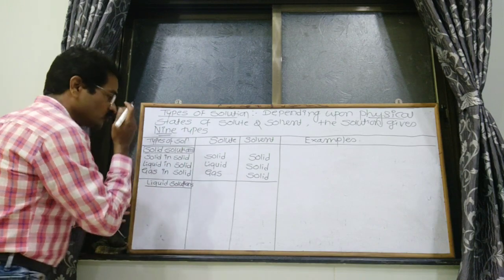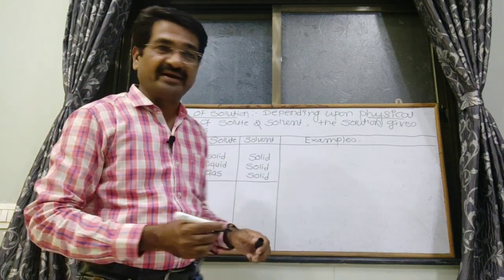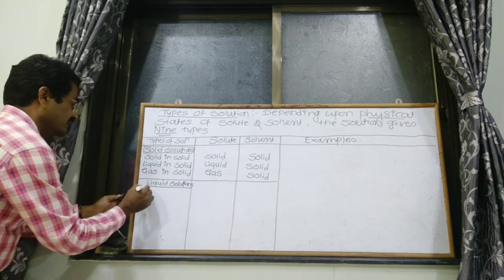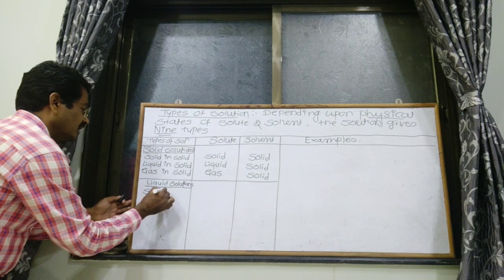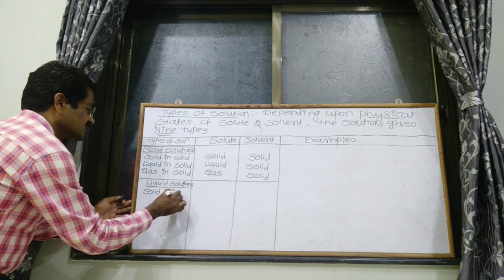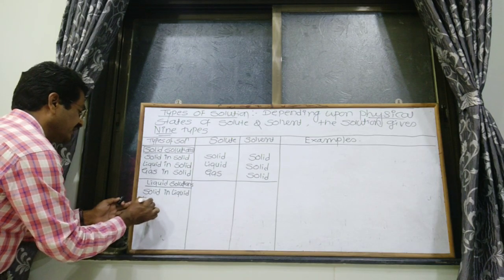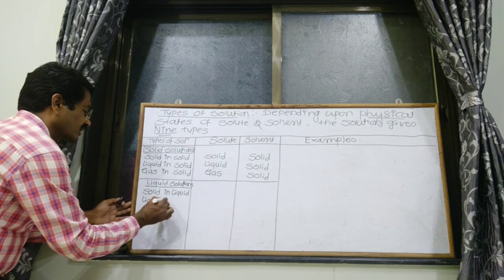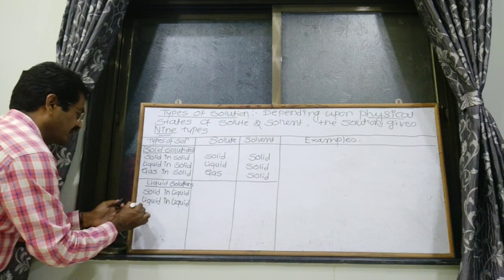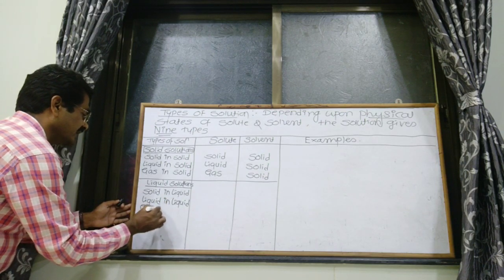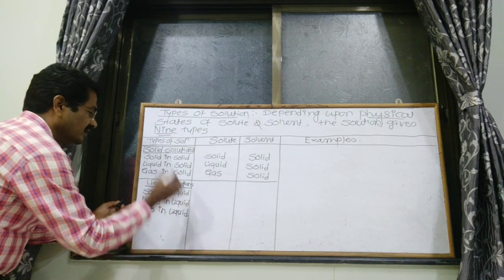So what about the liquid solutions? The solutions in which the solvent is always liquid. So the types of that: solid in liquid, first type. Then second, liquid in liquid. And third, gas in liquid.